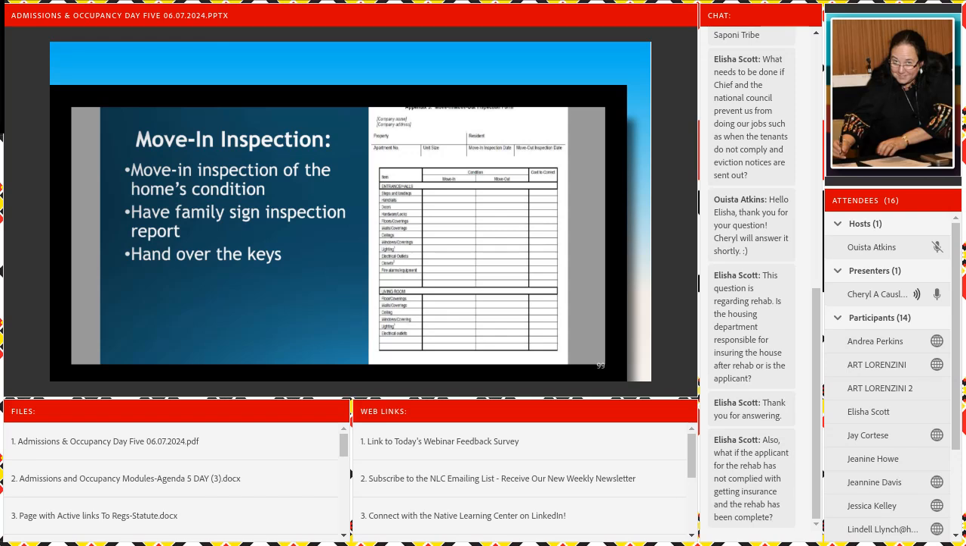You have your family sign that inspection report before you hand over the keys. Use those phones that you give your maintenance workers. Whenever you see damage, whenever you're documenting anything, even the time that you're doing your work order, you have one of your guys take a picture of another one of your staff.